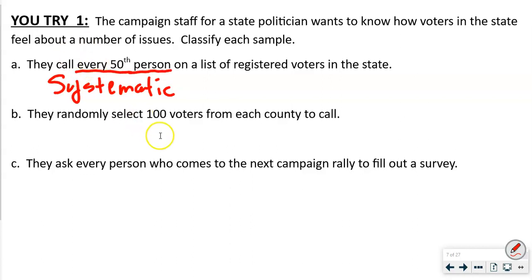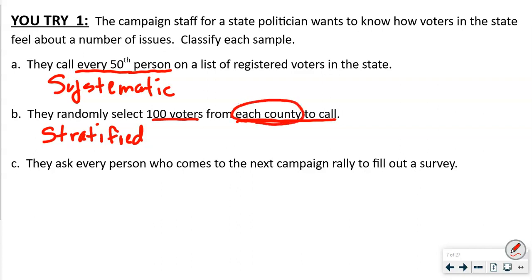The next one says they randomly select 100 voters from each county to call. So go ahead and choose this from your list. You can pause the video if you need to. All right, so this one, they randomly select 100 voters from each county to call. So this is stratified. How do we know? So this is a stratified sample because they randomly select 100 voters from each county, right? Each county. That's key right there, okay?